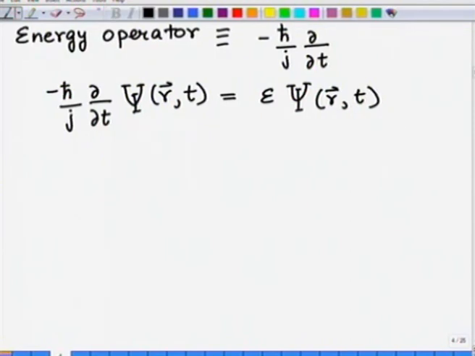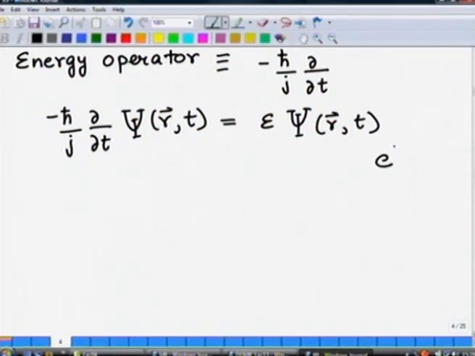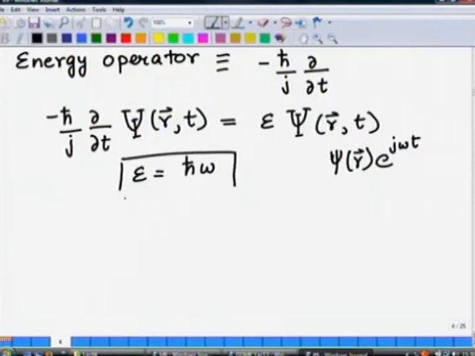And what does the energy mean? Go ahead, substitute in there this wave function. Remember, the time dependence is e to the power jωt, so this is equal to φ(r) e^(jωt). Go ahead, substitute in there. What would you find? You will find that energy would simply be equal to h bar ω. This is the relationship which will come out, that energy is equal to h bar ω.